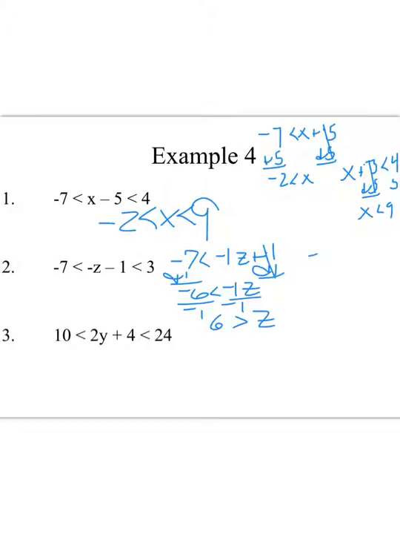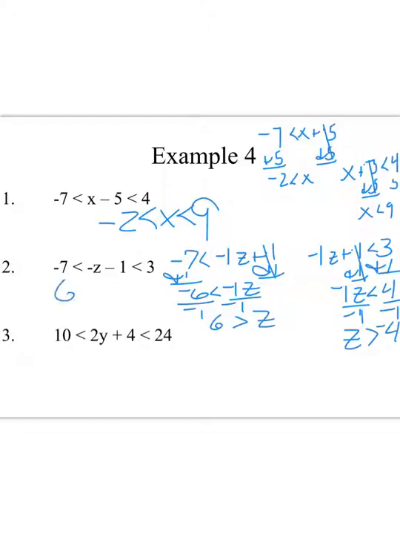The other half, -1z plus -1, needs to be less than 3. I'm going to add +1 to each side, just like I did before. -1z will be less than 4. Divide each side by a -1. Because that sign needs to flip, z will be greater than -4. Putting my two answers together, 6 will be greater than z, which is greater than -4.